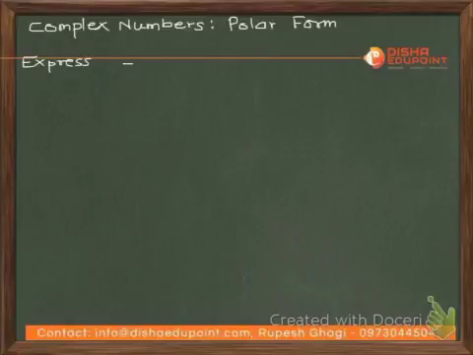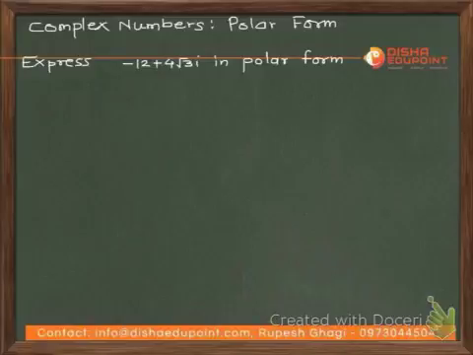Now there is one question. Express minus 12 plus 4 root 3 i in the polar form. We will try to solve this question. In earlier lectures we have learned to find the modulus and argument of a number. So whenever we want to write a number in the polar form, we are again going to do the same.